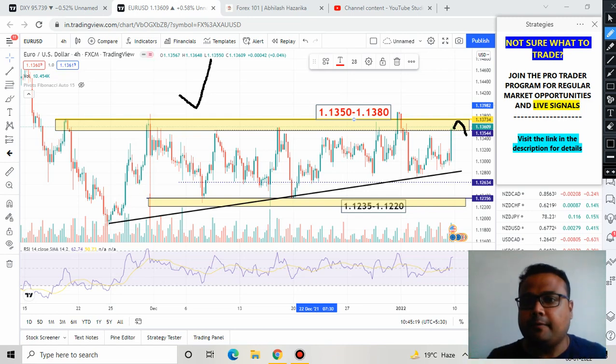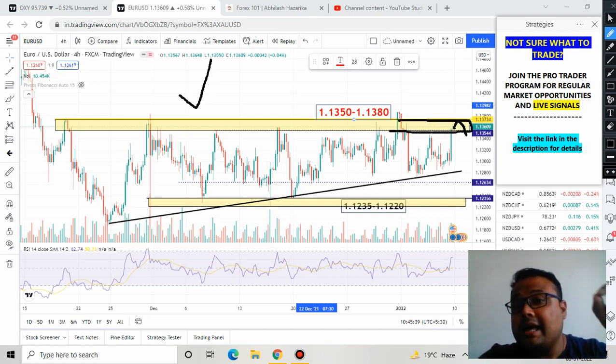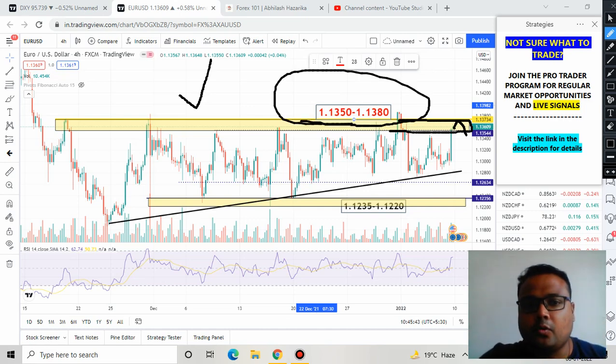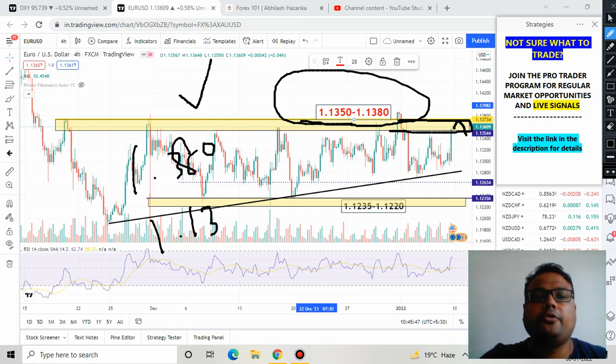That is my belief. Okay, and in case something extraordinary happens to the market, and if Euro USD goes up from here, then also do not take any buy position, because after all this is a seller zone. Do not initiate any buy position until and unless Euro USD breaks this level, 1.1380 to 1.1390.